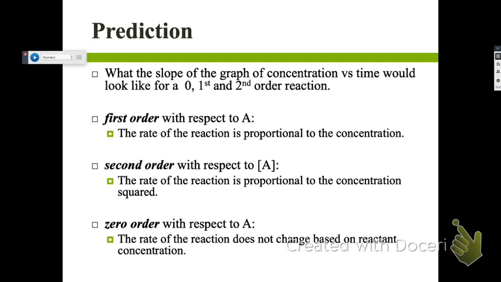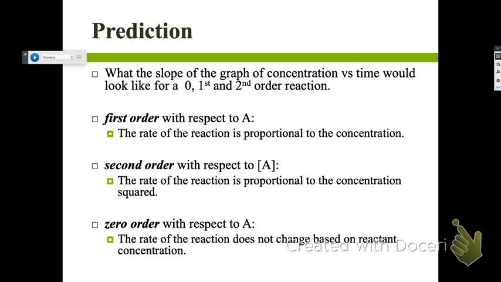Because no matter how much of the reactant you have, the amount of the reactant does not affect the rate. Rate equals k times whatever your reactant is to the 0 power, which is just 1. So no matter what the concentration is, if we start up here, or we get a lower concentration, the rate's the same. So that's what a 0 order concentration versus time plot looks like.